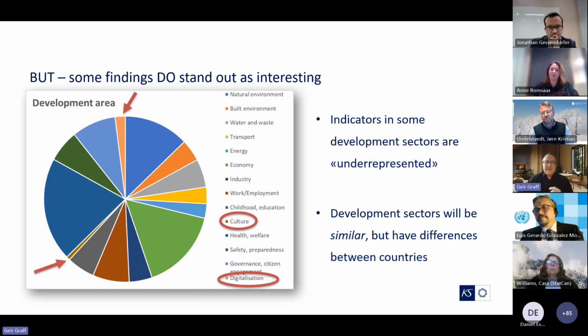We also saw that across the development areas that we have used here, there are some sectors, if you will, like digitalization and culture, that have very few indicators available. Some sectors like health and welfare, economy, the natural environment, these are areas that have a lot of indicators available, and that was no great surprise. But we also saw that some areas might need development of better indicators, or that we need to find indicator sets that cover those areas better than we have been able to so far.